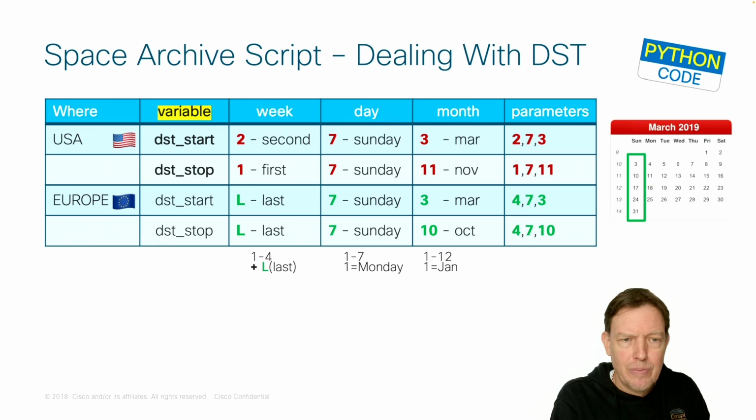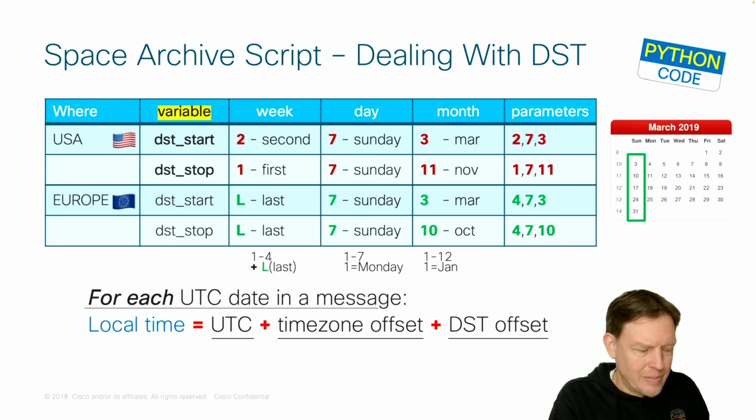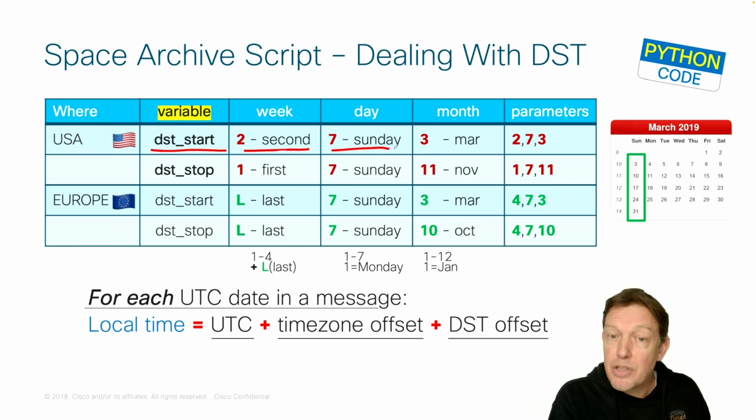So I thought I have 2 variables, DST start and stop. And what I configure is I basically say 2, second week, 7, Sunday, right? 1 is Monday, 7 is Sunday. The 3rd month, March. And closing the DST stop date is 1/7/11. That means the 1st Sunday of November. Awesome.